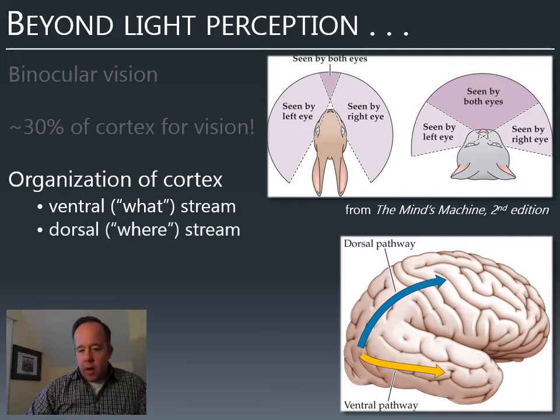The more dorsal areas, the ones that run along the back and top of the brain, that's the where stream. So it determines where an object is in your visual field, and also whether that object is moving. Where is it moving to? And so that's more about not what the object is, but where it is. So we have this distinction between the ventral pathway or ventral stream and the dorsal pathway or the dorsal stream. And it's the difference between what and where.